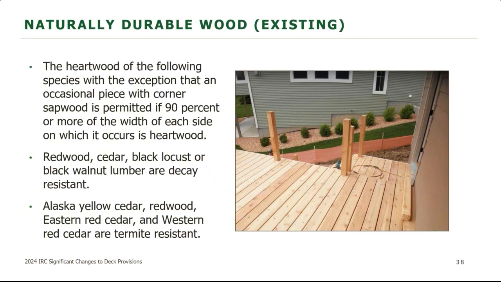It's going to be a lot more expensive. It's going to be a lot harder to find in certain regions of the country. So if somebody wants to use naturally durable wood, make sure that you're getting some documentation from them and really looking into that. And then again, keep in mind that it's not just redwoods and cedars. You've got redwood, cedar, black locust, and black walnut. Those are all decay resistant. And then, of course, there are also some different species that are termite resistant as well.